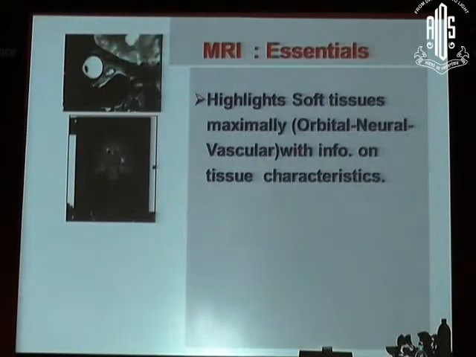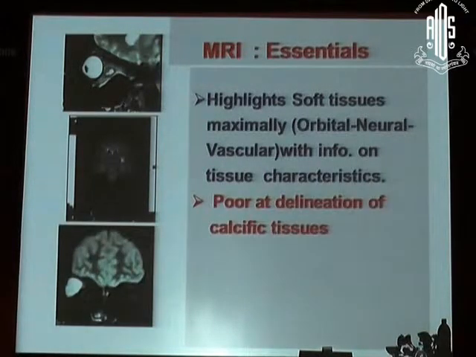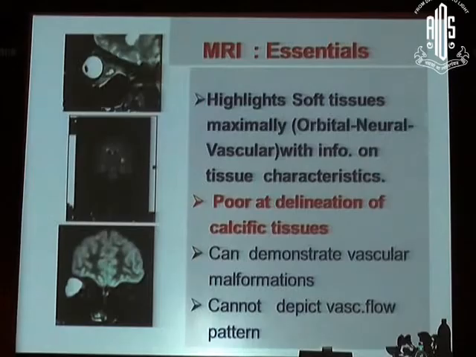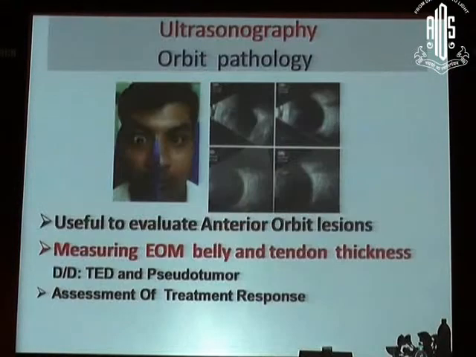MRI, on the other hand, highlights soft tissues maximally, be it orbital, neural or vascular, with information on tissue characteristics as well. But it is poor in delineating the calcific tissues, so it does not delineate the bone well. It can demonstrate vascular malformations, but again it cannot depict vascular flow pattern.